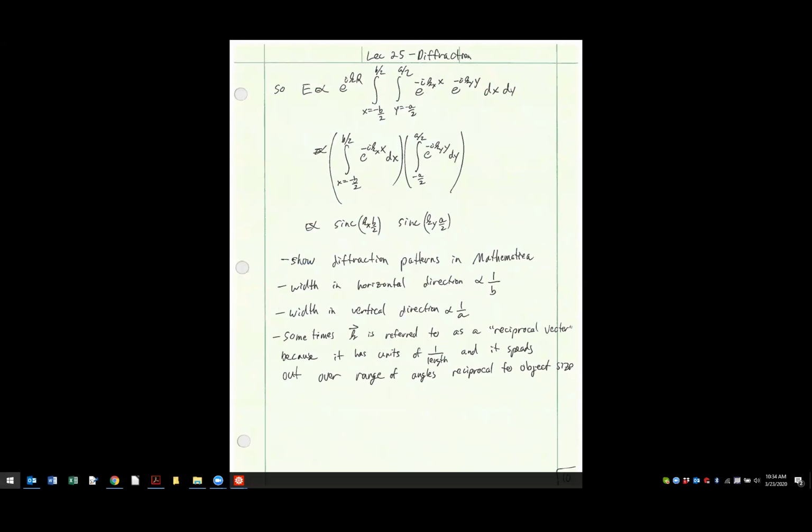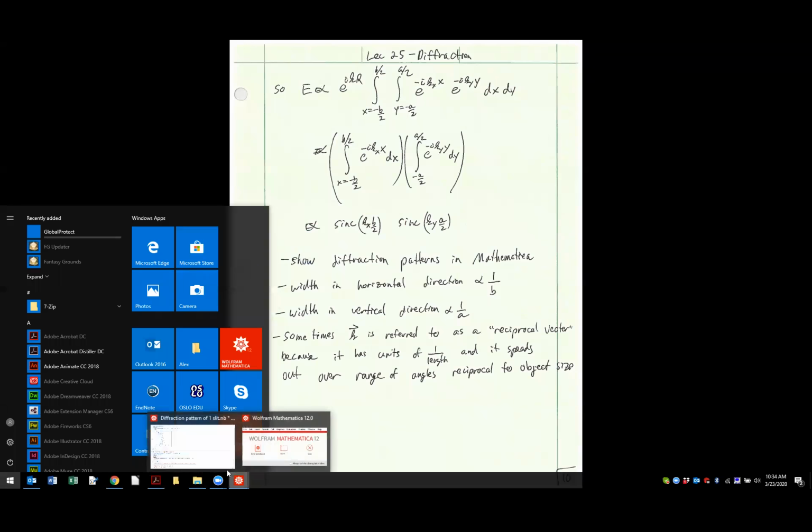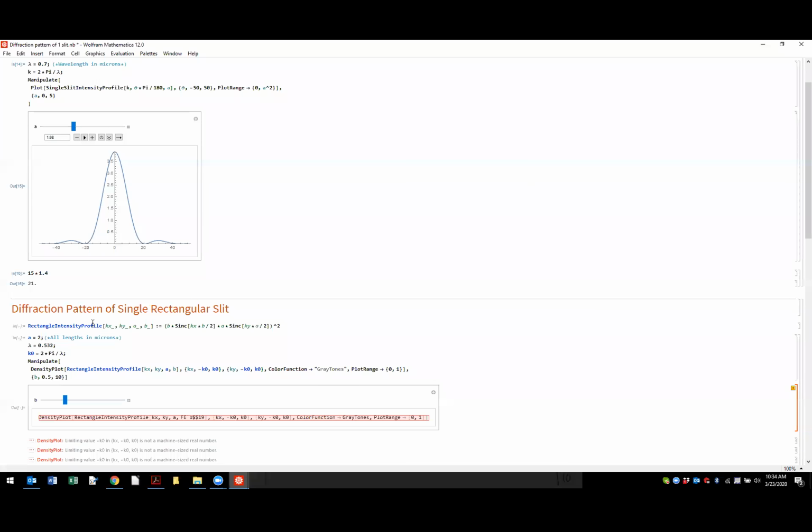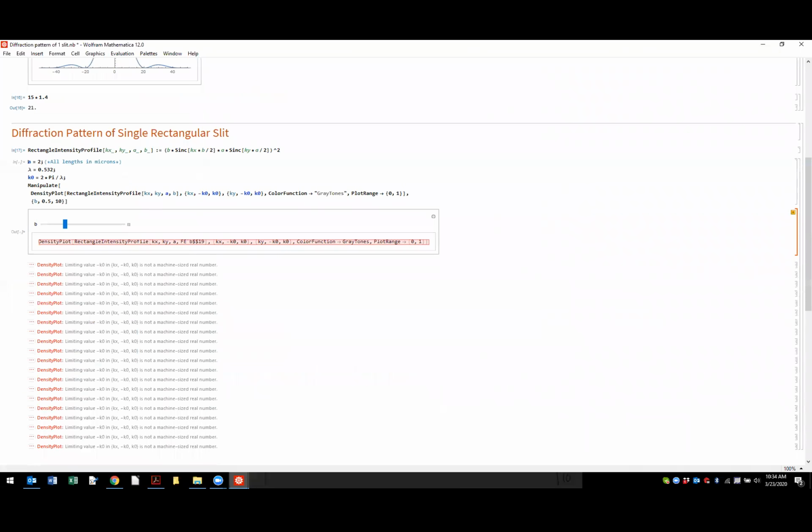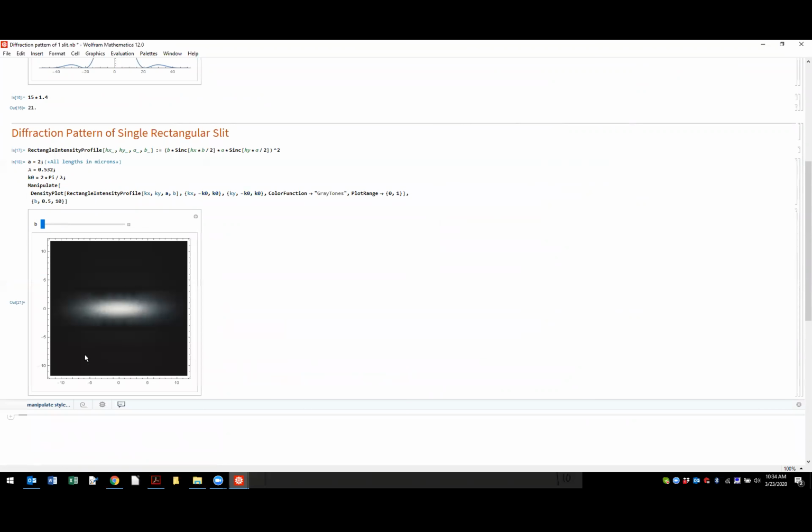Now let's show those in Mathematica. If we go to the second file that I posted, I define the rectangle intensity profile to be the product of two sinc functions. That gives you an electric field. Then I square it to get an intensity. I'm going to say that the vertical height is 2. So we're going to fix that. And I'm going to say that the wavelength of light is 532 nanometers, which is a typical green laser pointer.